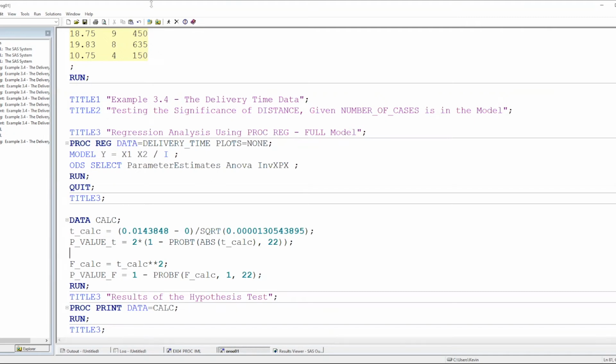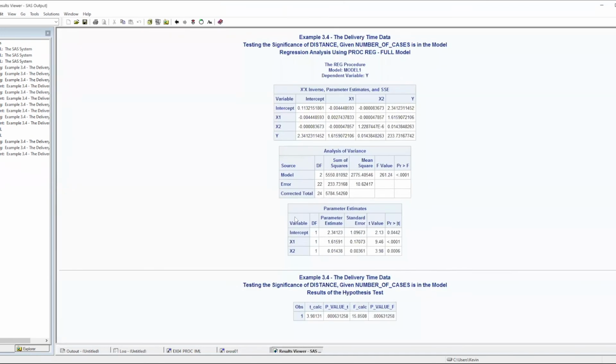Let me go ahead and run the program here. If we focus on the very bottom, these are the results of this custom hypothesis test. The value of t-calc is 3.98131, and the p-value for that test is 0.000631258. That's exactly what we got, just expressed a little differently, as a decimal as opposed to in scientific notation. It's the same value we got when we used PROC IML.